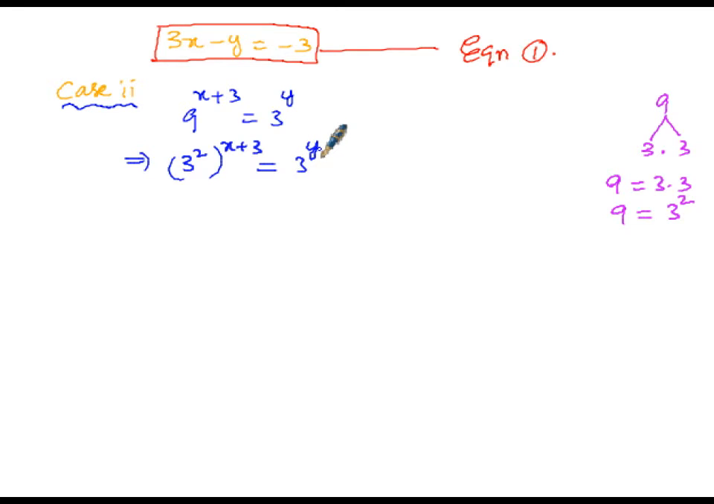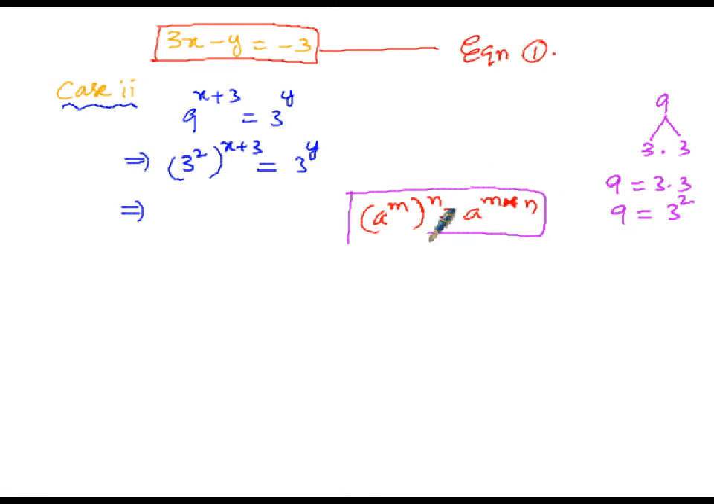Now, in further simplification it is in the form of a power m whole power n. So I am going to utilize a power m whole power n equals a to the power of m into n. By utilizing this law of indices, I am going to write it as 3 to the power of 2 into x plus 3 equals 3 to the power of y, written as it is. I got this logical step by utilizing the condition a power m whole power n equals a to the power of m into n.